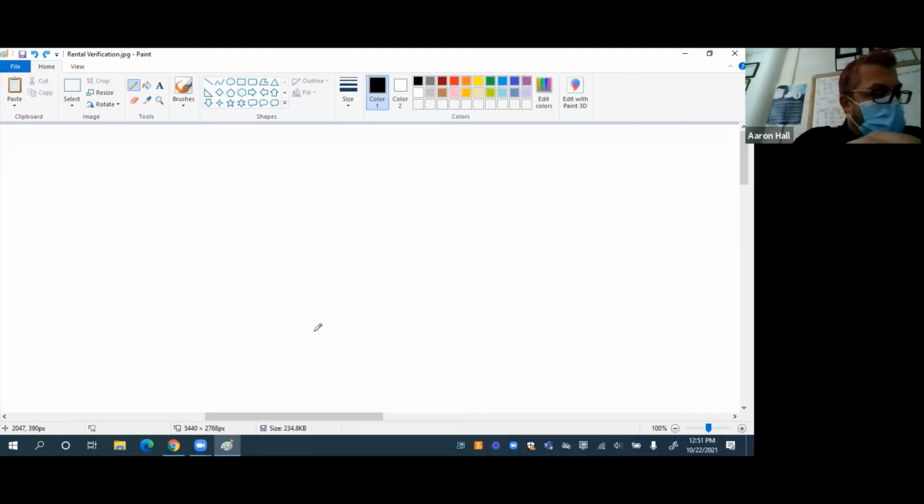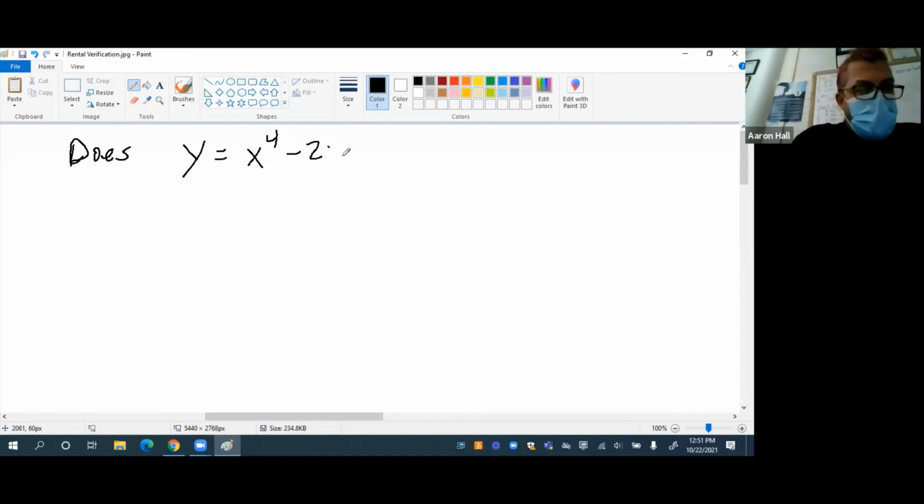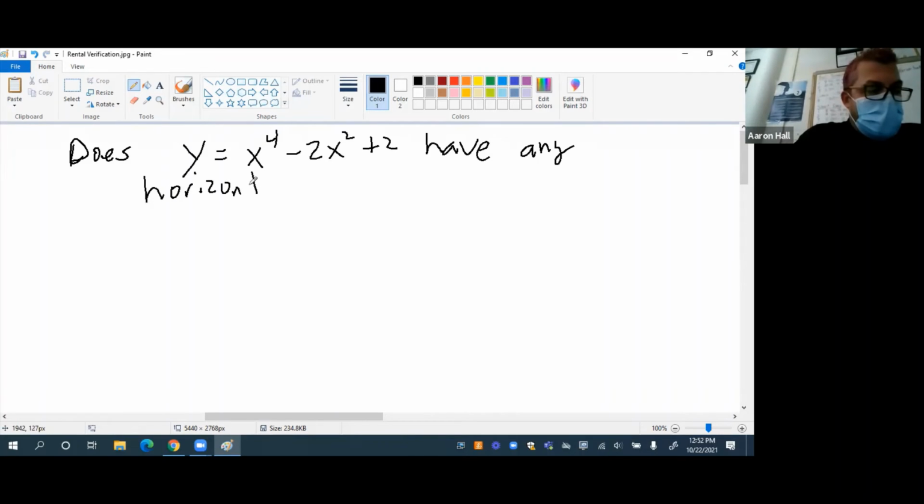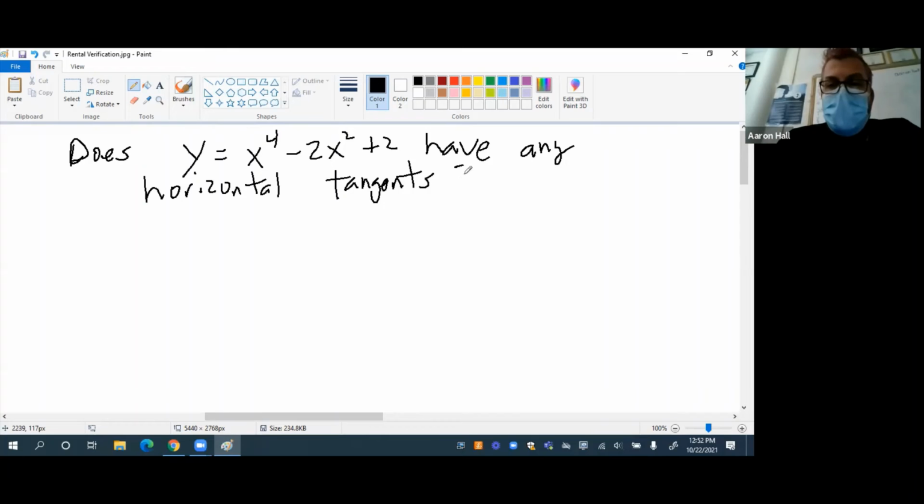I want to know, does y equals x to the power of 4 minus 2x squared plus 2 have any horizontal tangents? You mean vertical? You mean vertical tangent? I mean horizontal tangents.